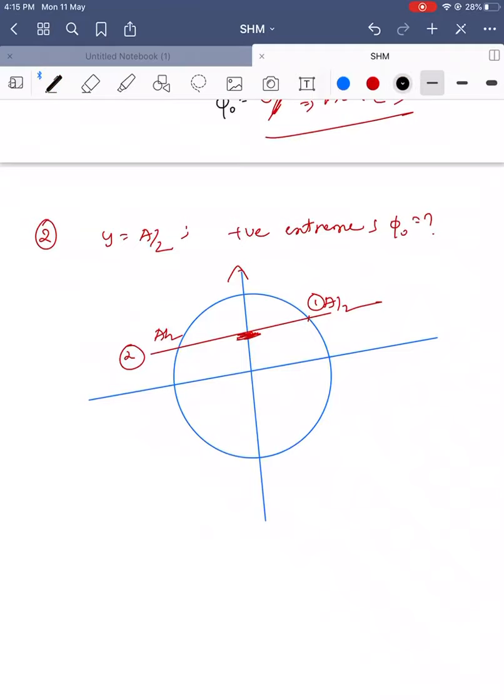Let's see from point 2. If it is going down from point 2, it is coming to the mean position. But it is supposed to go to the positive extreme. So if it is going like this, it is going to the positive extreme, so this first case is correct.